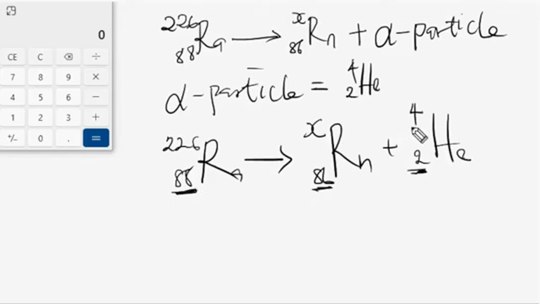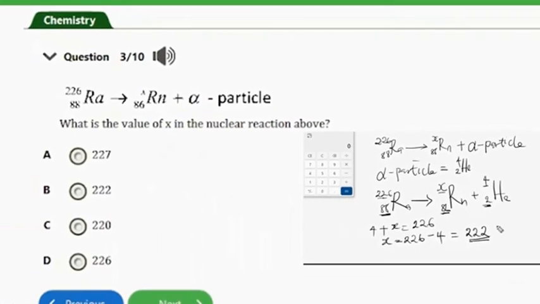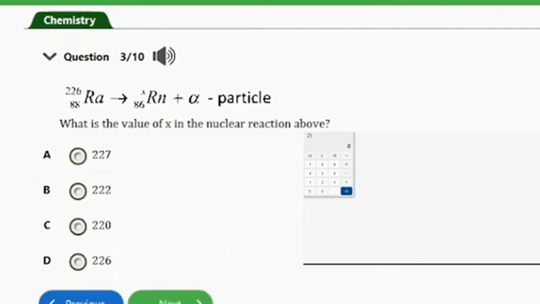But then here, 4 plus what will give you 226? So let's say 4 plus X to give you 226. In order to find X, you're going to do 226 minus 4, and that's 222. So that's the answer to this question. That's option B. We're going to wipe this off, and then we'll consider the next question.